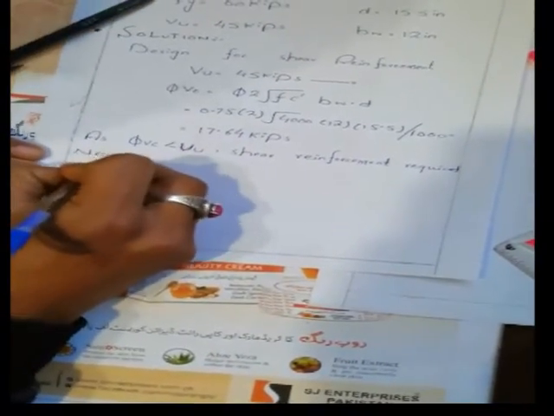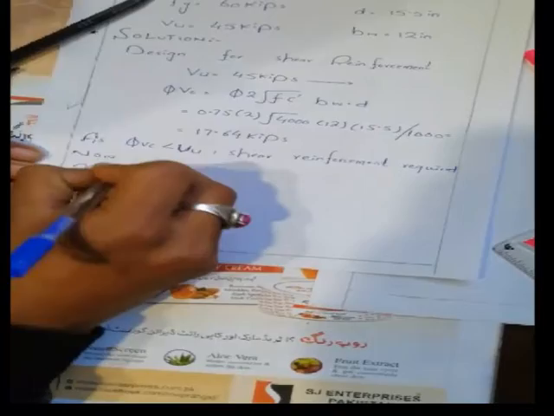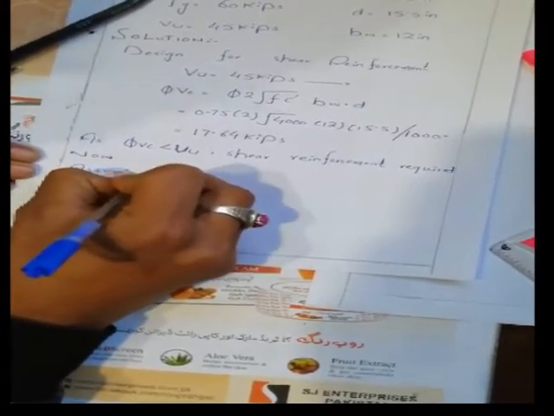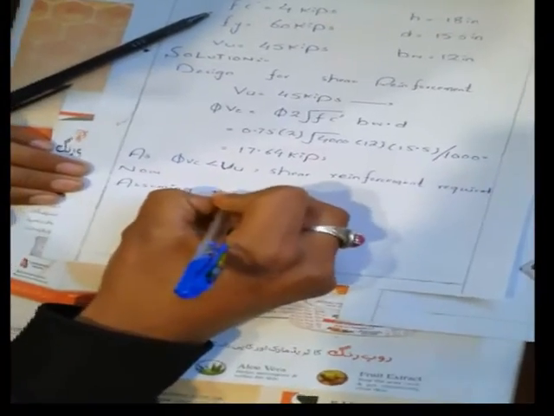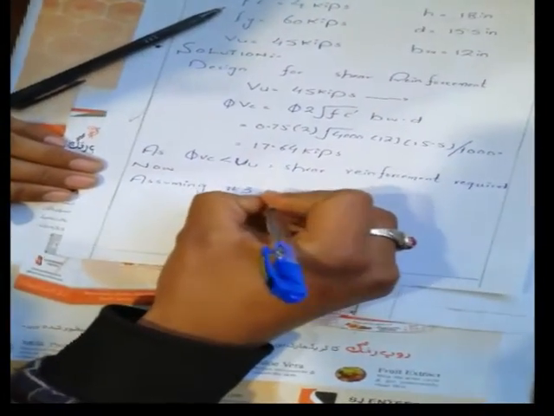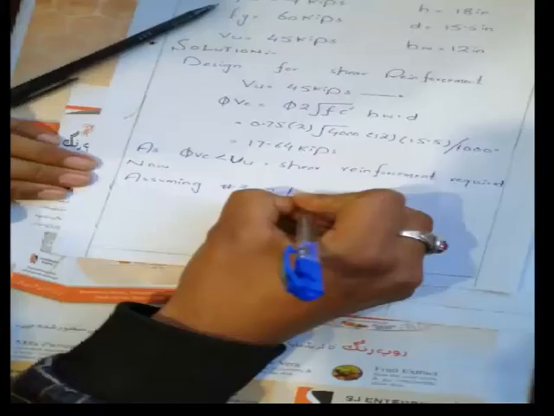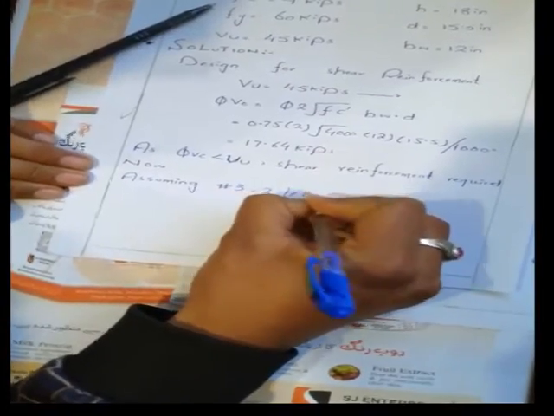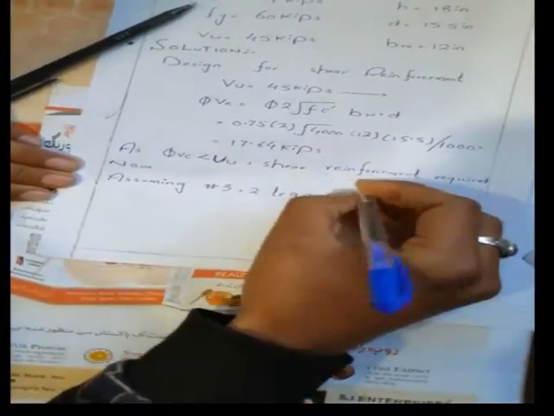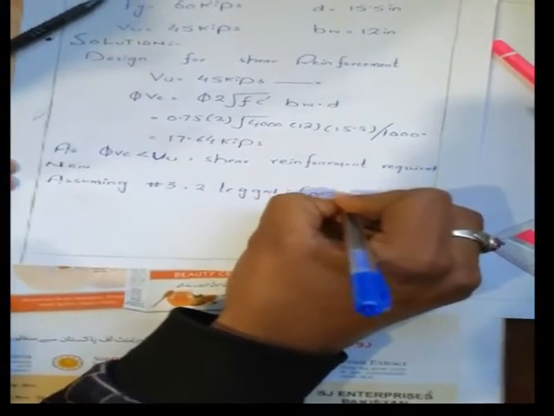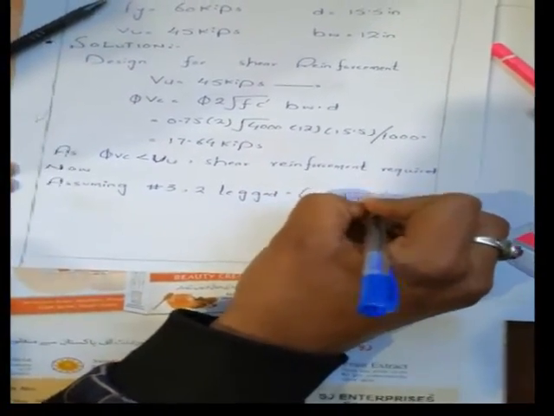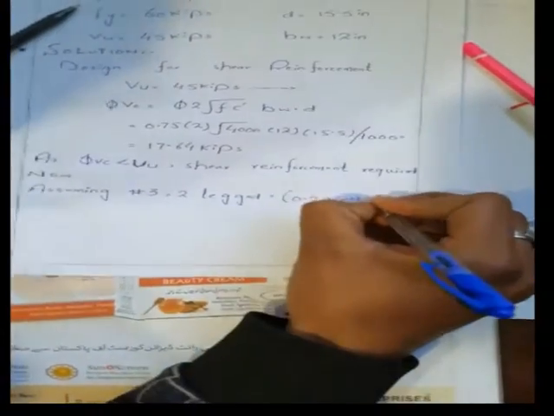Now using stirrups for this, assuming number 3 bars, which are usually used for stirrups, using two-legged stirrups, whose area is 0.22 inch square, using vertical stirrups.